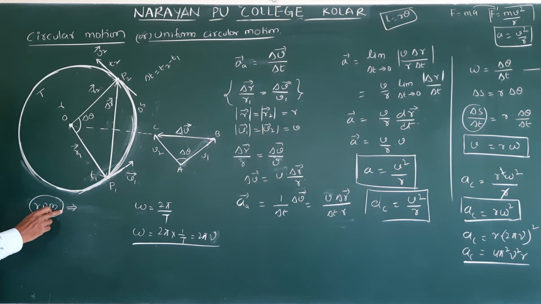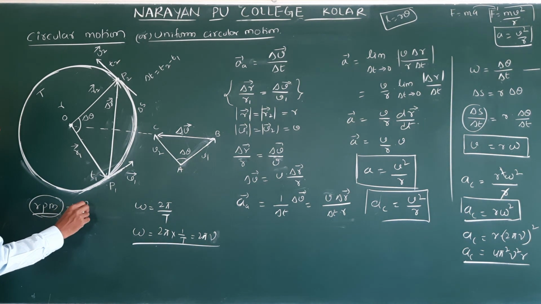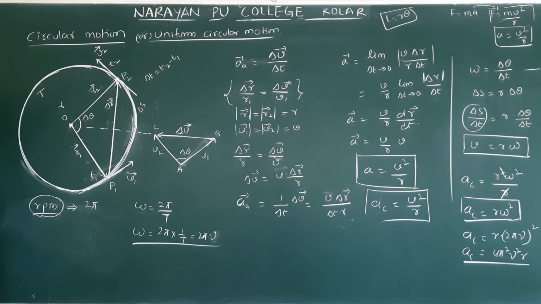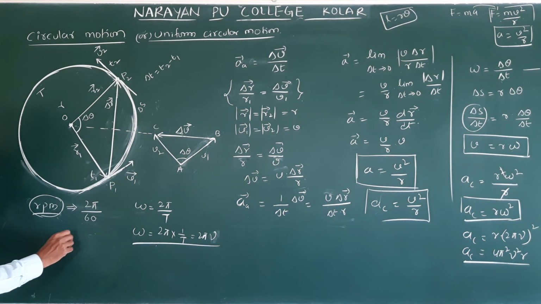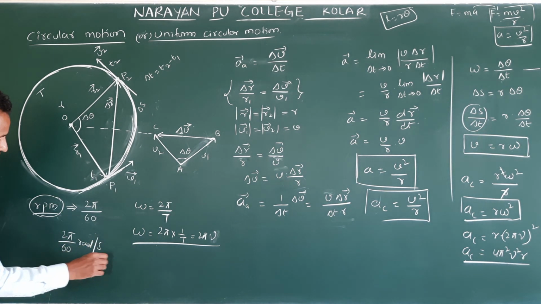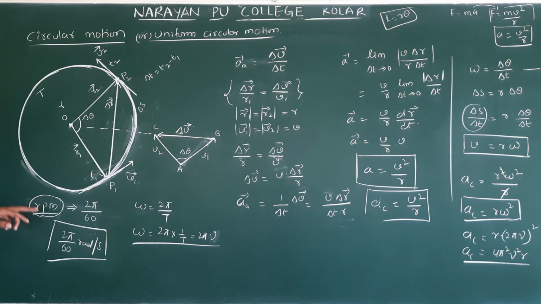Okay, 1 RPM is equal to one rotation. How many radians? 2 pi radians per rotation, and one minute is 60 seconds, so 2 pi by 60 radian per second. Remember this: one rotation per minute is equal to 2 pi by 60 radian per second. If they give 1 RPM, it means 2 pi by 60.